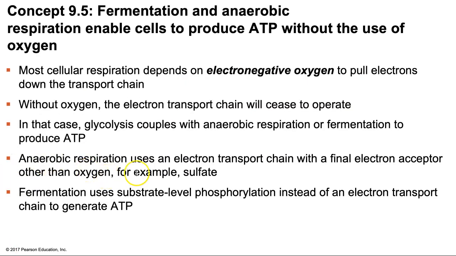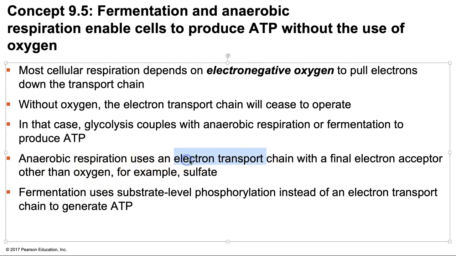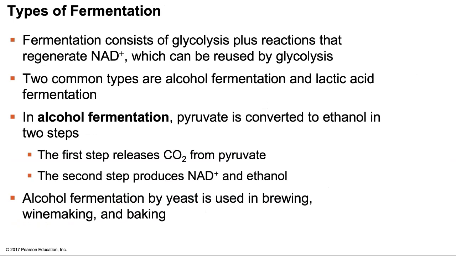Anaerobic respiration is going to use a modified electron transport chain to kind of mimic oxidative phosphorylation, although it's not oxidative because there's no oxygen, right? It's anaerobic. And fermentation is going to use substrate level phosphorylation. So we're going to be using enzymes instead of electron transport chain to generate ATP. So looking at fermentation, we actually have two types of fermentation that we're going to talk about.